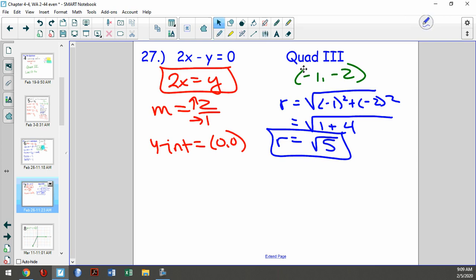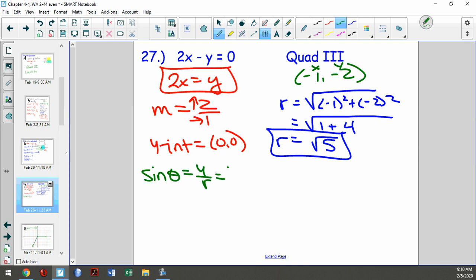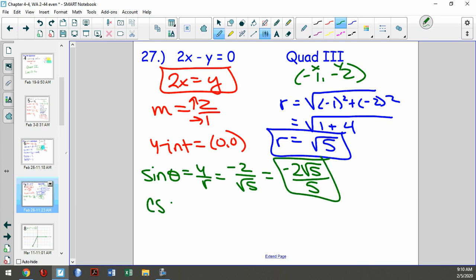Okay? So now that I know what x and y are, and r, I need to find my 6 trig functions. So the sine of theta is going to be your y value over your r. So my y is negative 2, and this is the square root of 5. Do I like that? No, I have to rationalize that. Negative 2 square roots of 5 over 5. If I know sine, I automatically know its reciprocal, which is the cosecant. I'm going to take the reciprocal of the non-rationalized, so that's the square root of 5 over negative 2.